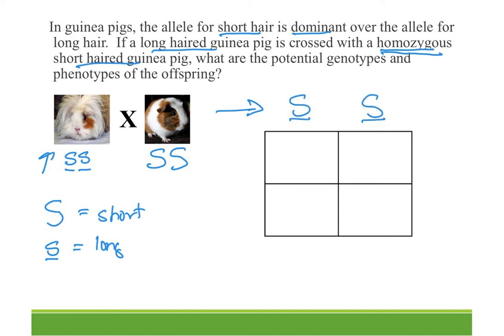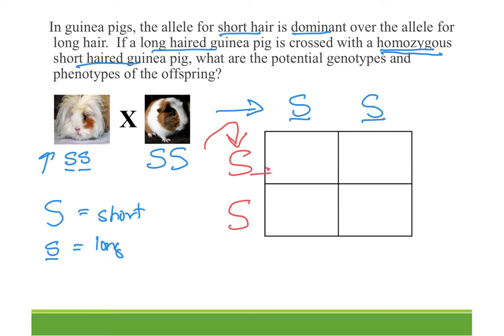So we have two small s's across the top, and then I'm just going to switch colors here. The short-haired guinea pig will go down the rows. So we're going to have two capital S's going down the rows. Now the next step is sort of like Battleship, where you're going in from the top and the side and seeing where you end up.